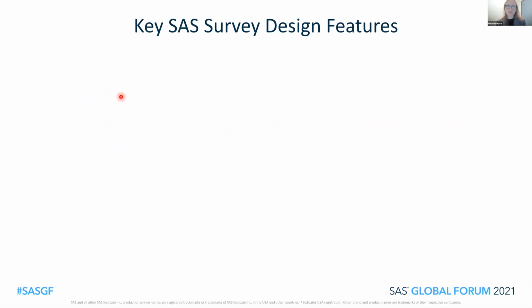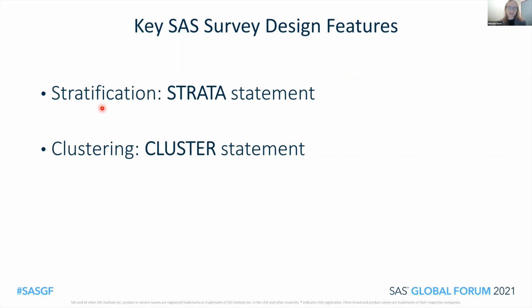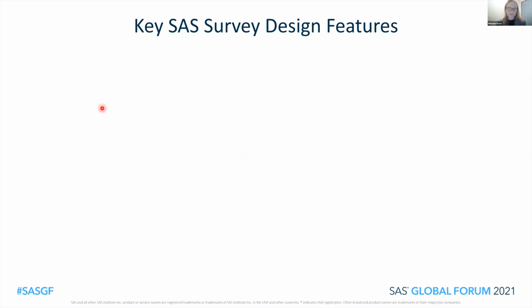So now we'll talk about a few key survey design features. One is the strata statement, which adjusts for stratification. Another is the cluster statement, which adjusts for clustering. And then we have a weight statement, which adjusts for the weighting.